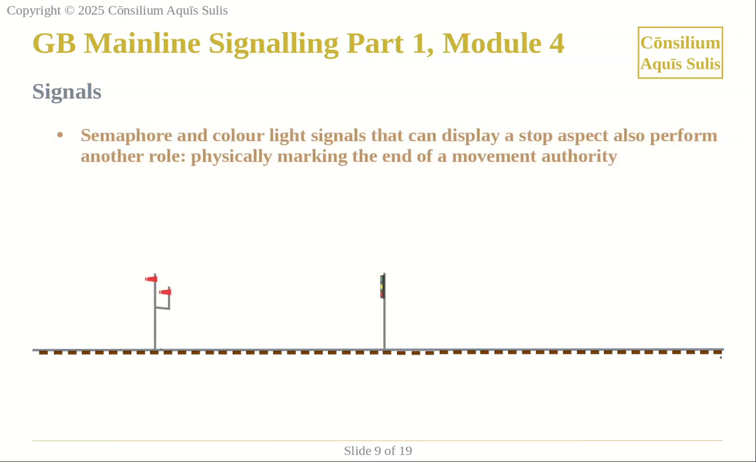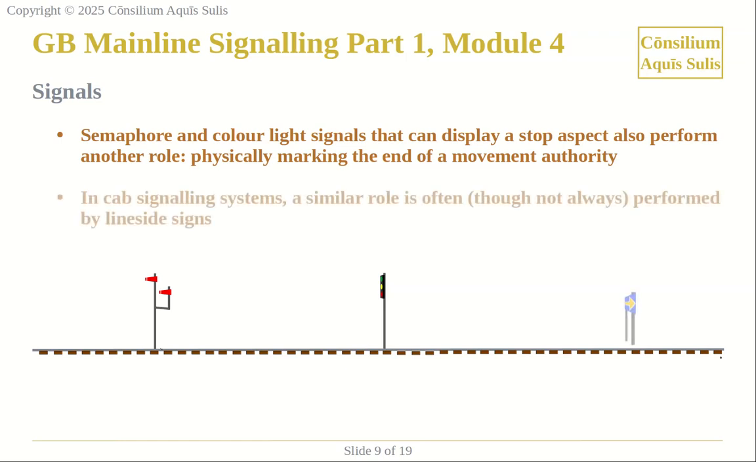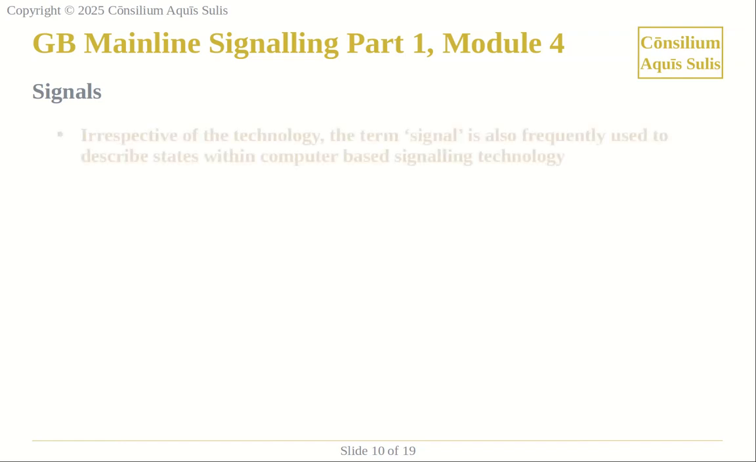However, there is another important role that these signals perform, which is to physically mark the end of a movement authority, which can be very useful if you want to stop accurately at the end of the movement authority, or authorise a train procedurally to pass through a route when the signalling system is not functioning. Hence, cab signalling systems have often found a need to fulfil this role through various pieces of signage or stop markers that delineate where movement authorities start and end on the physical layout.